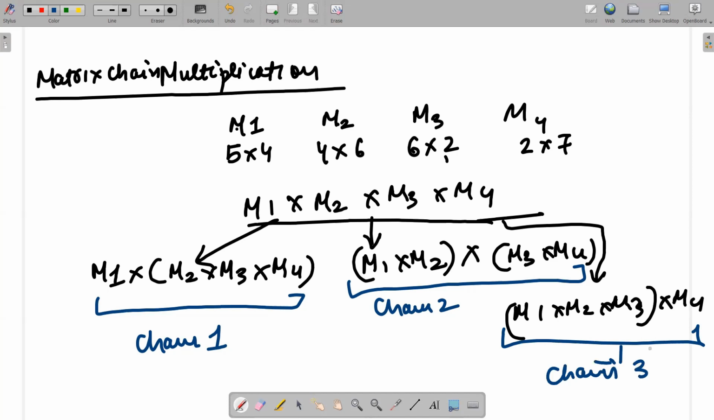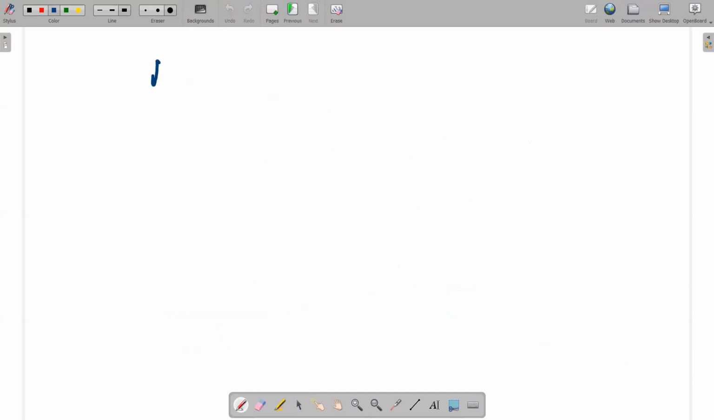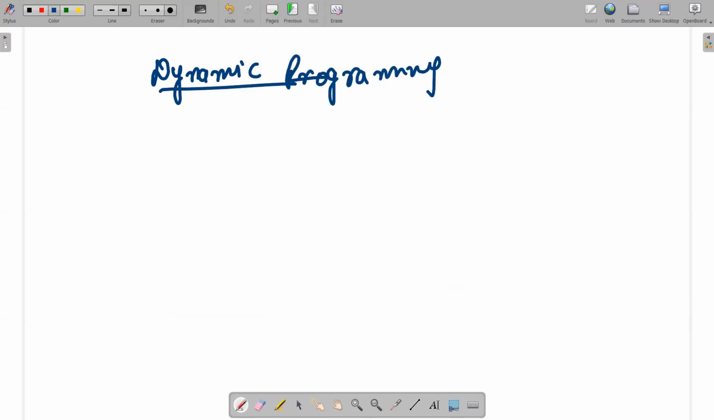So out of these chains, which chain is chosen? For this we can use the concept of dynamic programming. We can definitely use dynamic programming in this way, and we can solve this problem. Dynamic programming is a technique in which the problem is divided into subproblems, and the results of the subproblems are used to find the result of the entire problem.